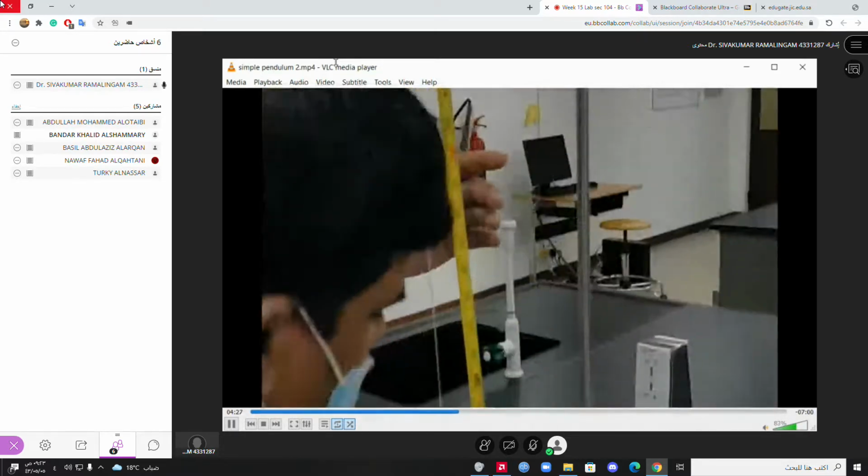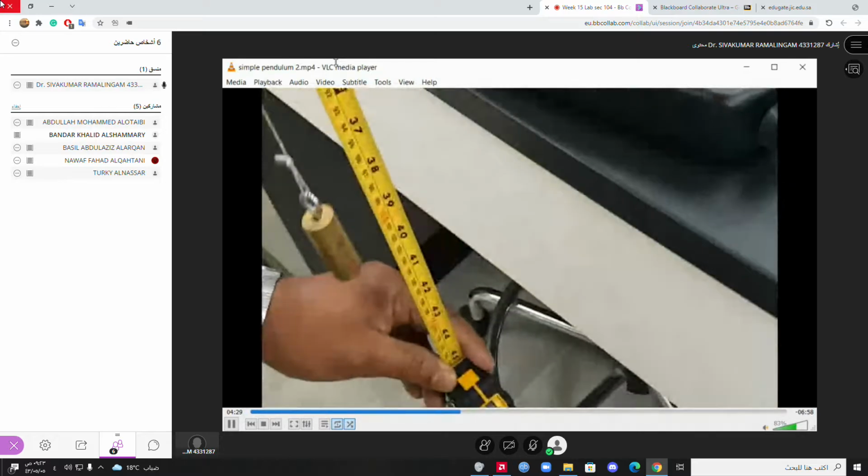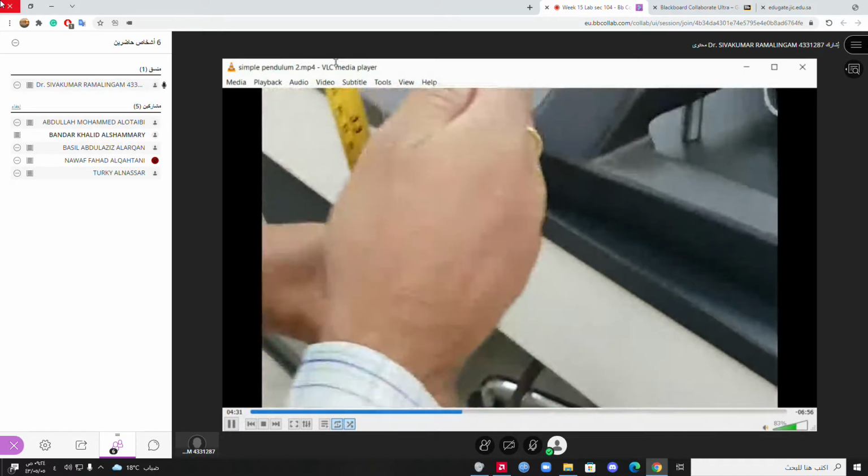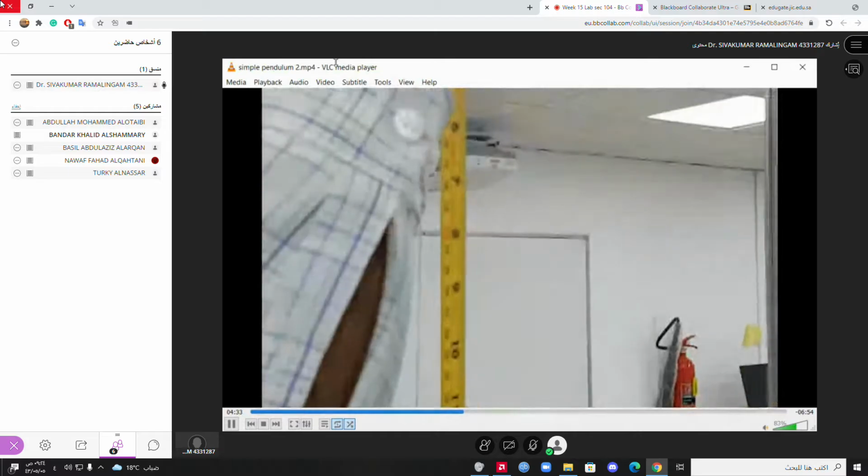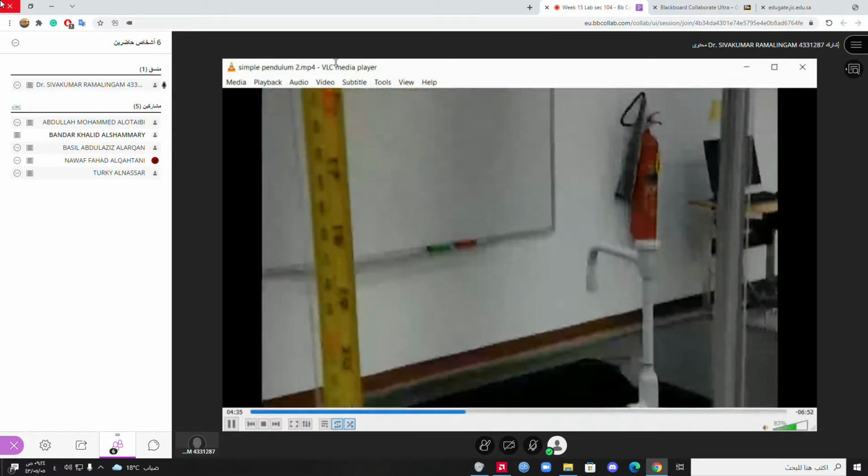Do you have the graph sheet, Ayman? Is the graph sheet enough? I'm going to fix 80 centimeters. How to fix 80 centimeters? Now let us see. We need it next week for the lab exam.